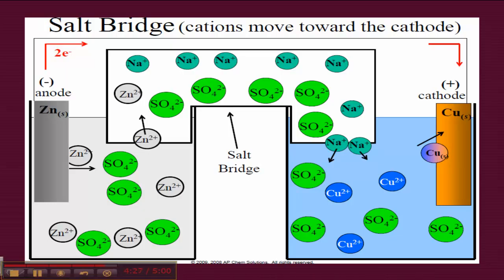If everything does not remain neutral, the electrons stop flowing, and if the sodium ions did not enter solution, the cathode would have an overall negative charge and the electrons would be repelled. Remember that cations always move toward the cathode in the salt bridge.